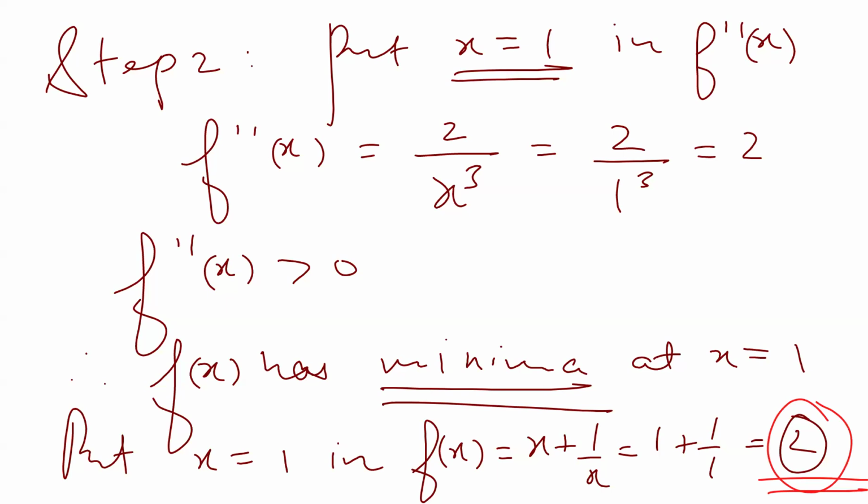Let us go to question number 2. Determine two positive real numbers whose sum is 15 and the sum of whose squares is minimum. So let the two positive real numbers be x and y.